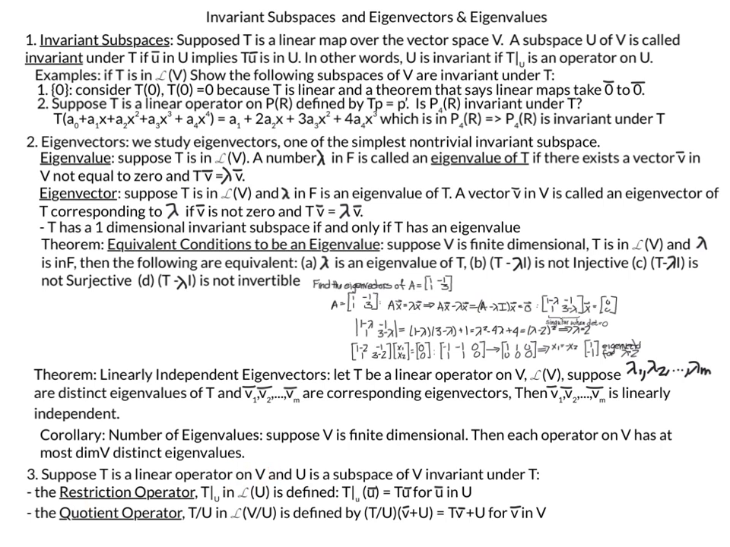Then we have the quotient operator, T over U, in the space of linear operators on V over U. The quotient operator is defined by T over U operating on a vector v plus U, because remember it's operating on the quotient V over U. That is equal to T of v plus U for a vector v in the space V. That wraps up our overview, and we can come back over here and take a closer look at invariant subspaces.